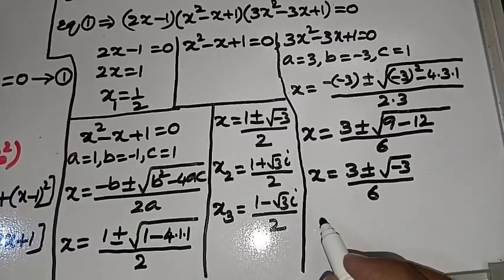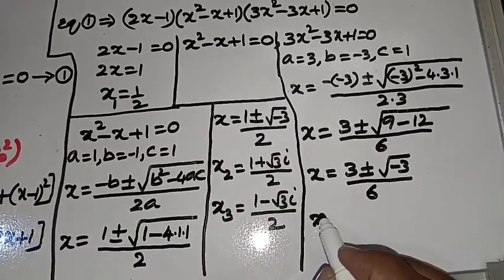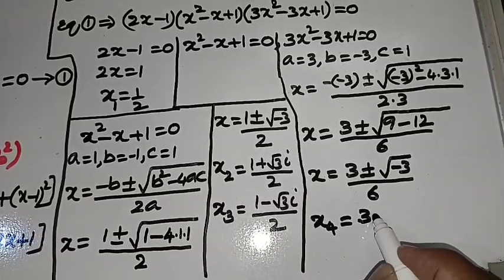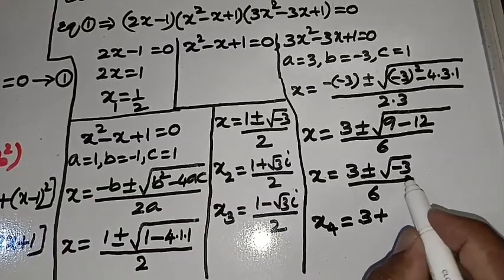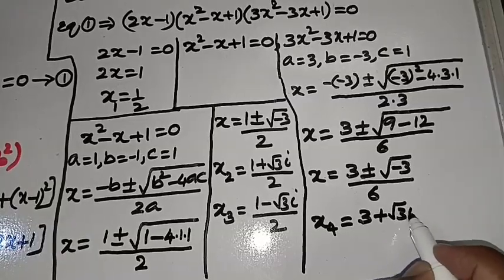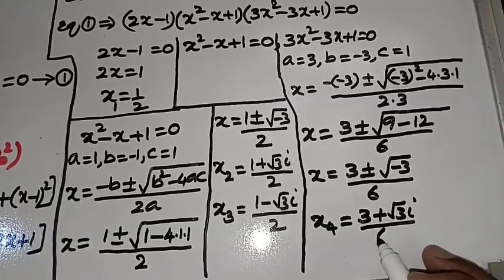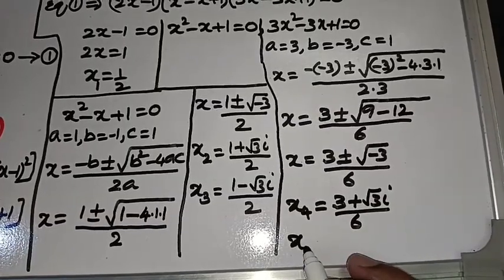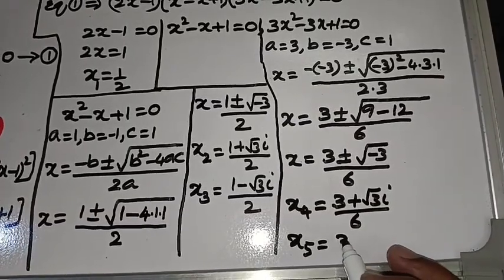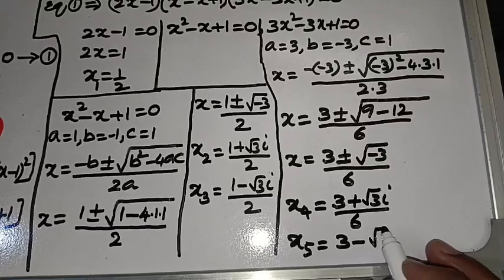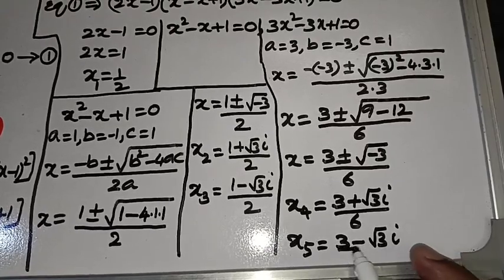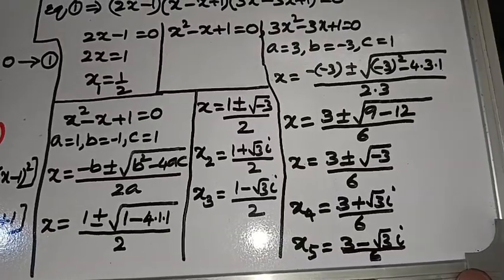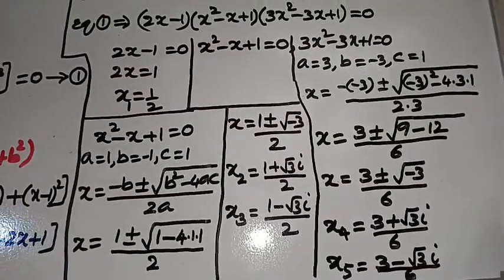So the other two solutions which we get are x4 is equal to 3 plus root 3i by 6, and one more solution is x5 is equal to 3 minus root 3i divided by 6. These are the 5 solutions we have got here.